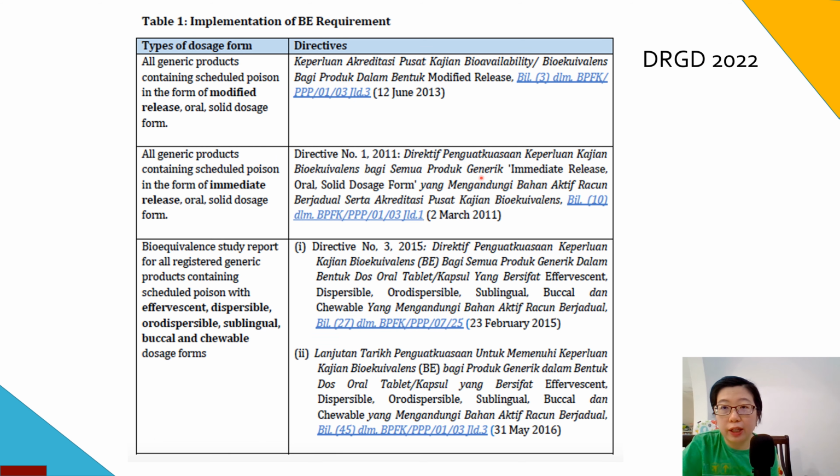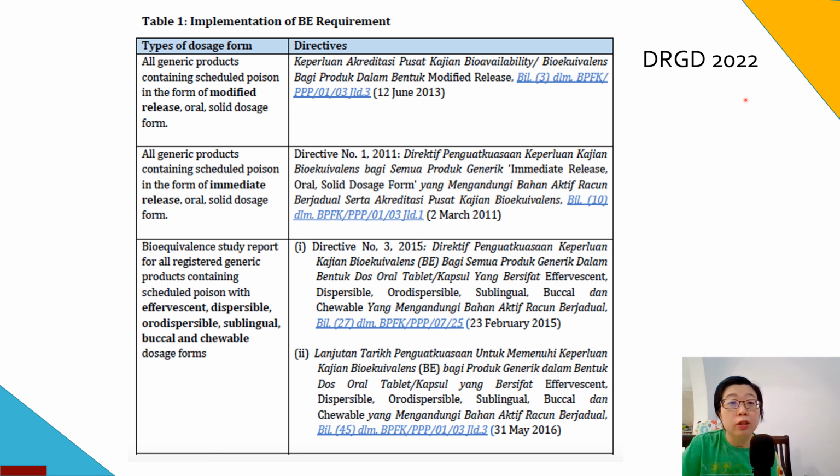In this slide, we will be looking at the categorization of the different drugs available in the market based on their formulation. There are three main categories. The first one is modified release, the second one is immediate release, and the third one is other, such as effervescent, orodispersible, and so on. There are clear guidelines that dictate the details. This is a table or summary from the Malaysian drug registration guideline 2022, but most guidelines like the EMA or ASEAN also follow the same categorization.